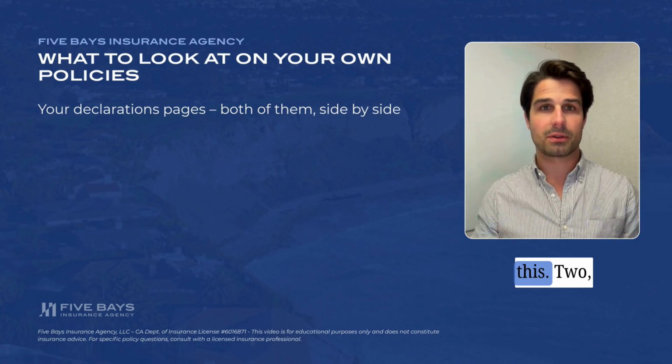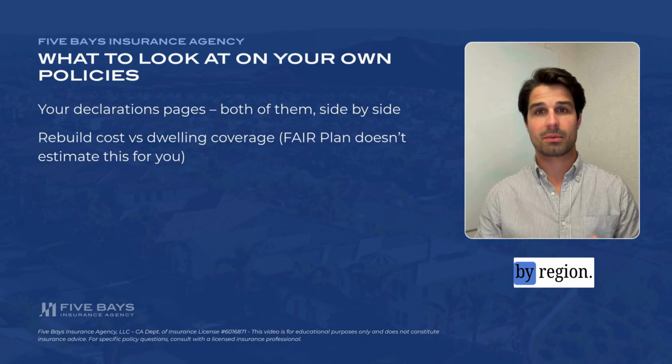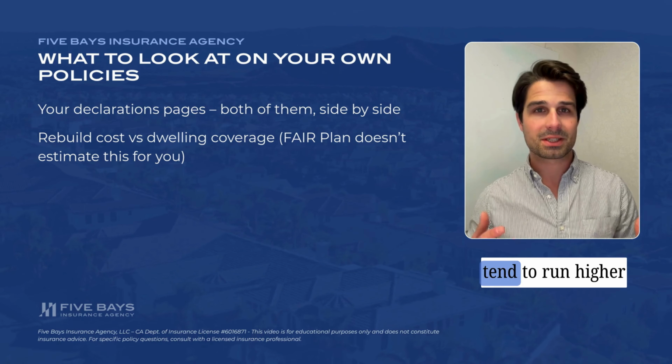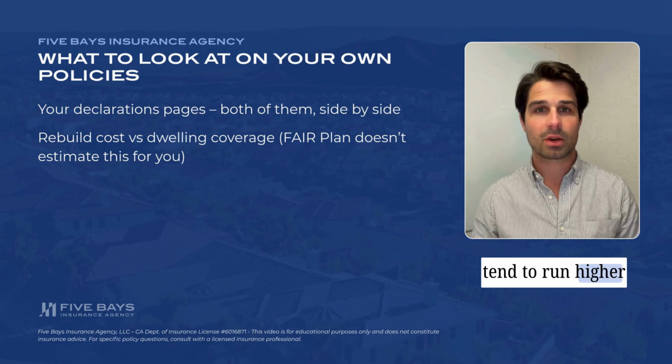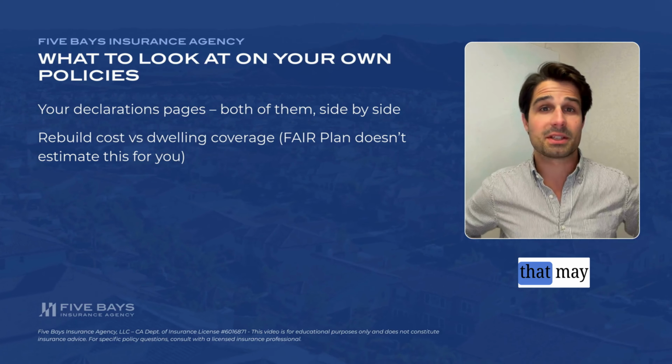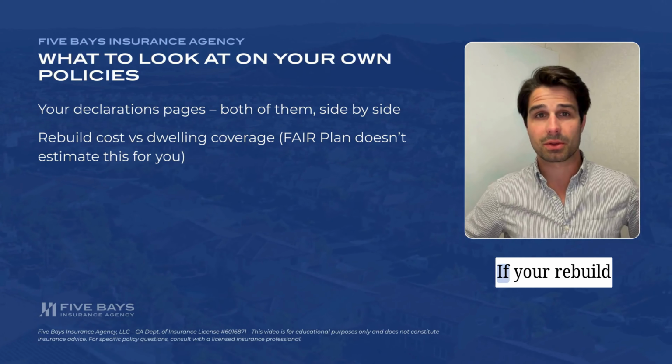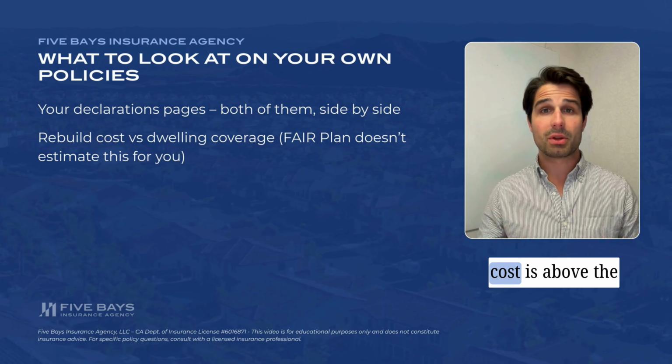Two, your rebuild cost versus your dwelling coverage. The Fair Plan doesn't estimate rebuild cost for you. That responsibility sits with the policyholder, and that's stated directly on the Fair Plan's own website. California rebuild costs can vary significantly by region, and post-wildfire rebuilds tend to run higher because of permit timelines, contractor demand, and building code requirements that may not have applied when your home was originally built. If your rebuild cost is above the $3 million Fair Plan cap, that's a structural question that's worth raising with a licensed agent.